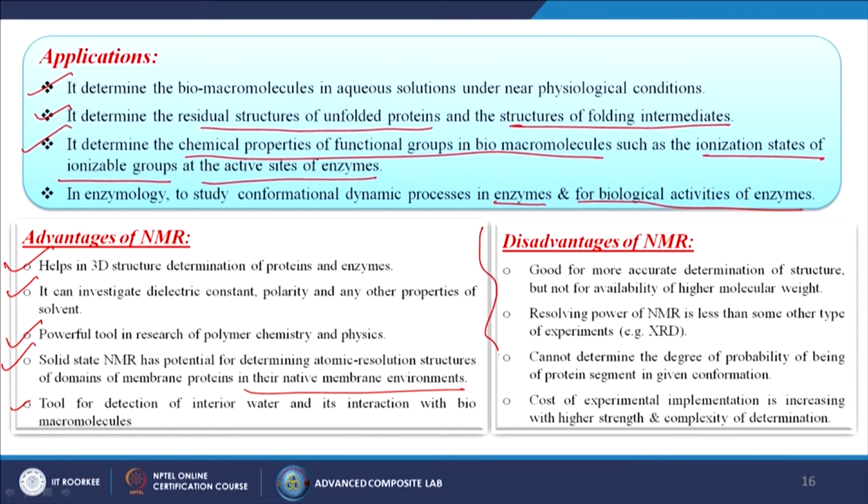There are certain disadvantages also. It is good for more accurate determination of structure, but not for higher molecular weight. The resolving power of NMR is less than some other types of experiments like XRD. It cannot determine the degree of probability of a protein segment being in a given conformation. The cost of experimental implementation increases with higher strength and complexity of determination.